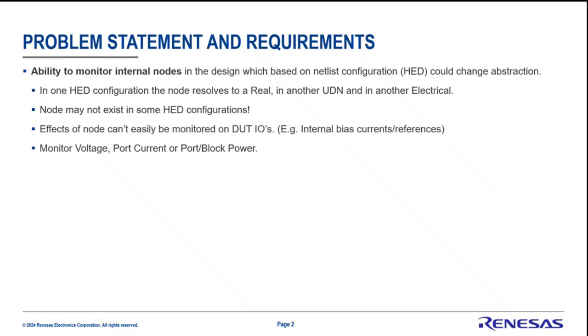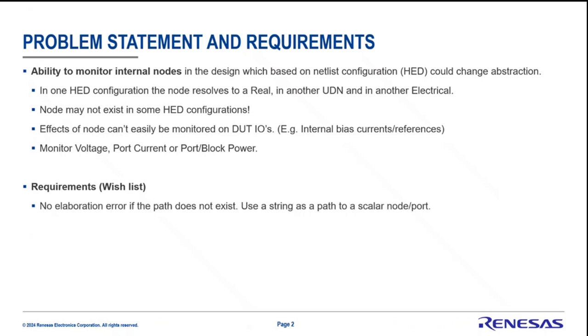So what I wanted to be able to do was monitor not only voltage but port current and maybe port block power, so I've got a way of having all these checks running concurrently. There's always a wish list with this. I don't want to use a hard-coded path because, as we know, a hard-coded path A forces the data type, B, if it doesn't exist, is an elaboration error. So basically, I need to pass in a string.